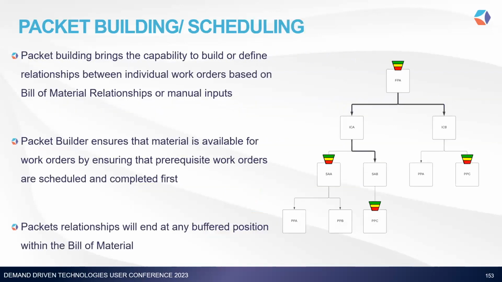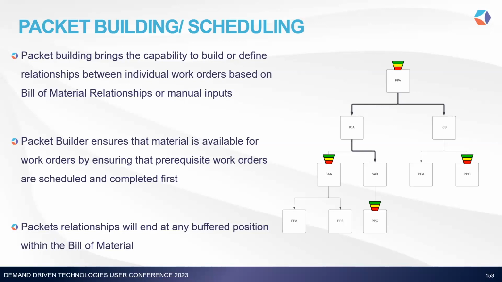And then we have packet building and scheduling. So packet building brings the capability to build and define relationships between our work orders. Like Deborah said, it's incredibly important to ensure material availability on all of our items before we produce them. You have to have the material ready to do it. So what the packet building feature does is that it utilizes the bill of material to create a relationship between the work orders that are imported into the system.